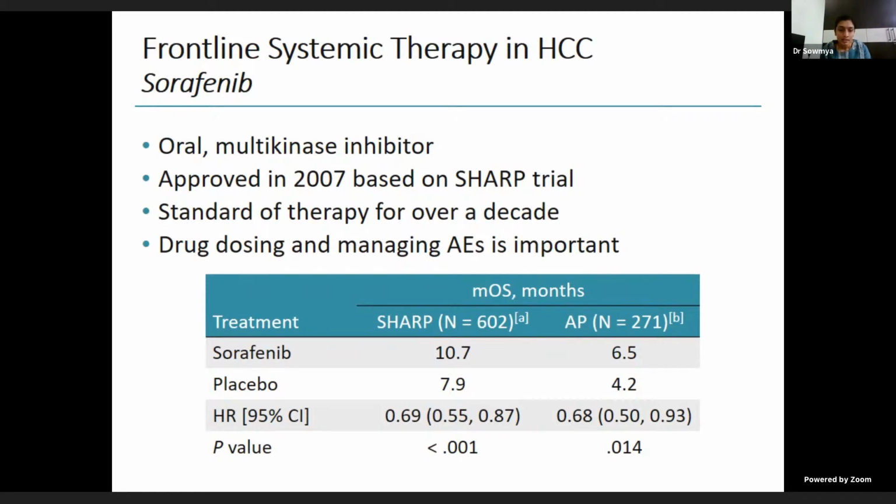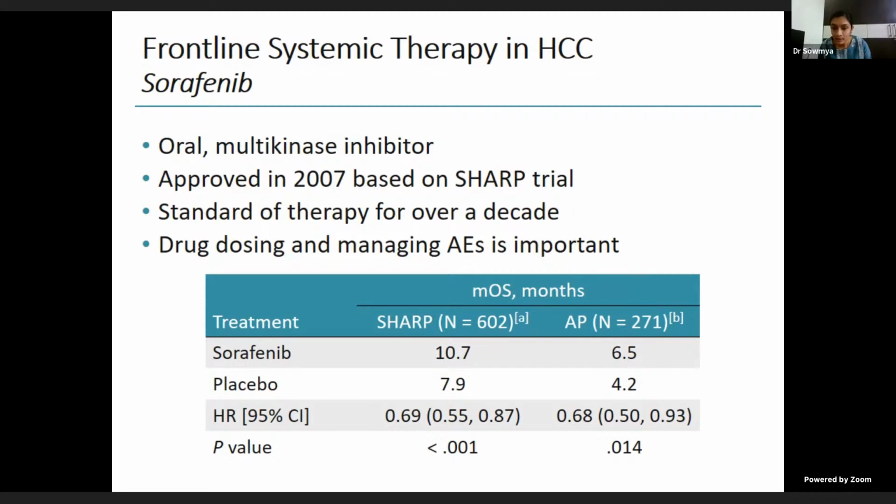Drug dosing and managing the adverse effects play a major role in treating a patient with sorafenib. In this SHARP trial, sorafenib had a median OS of 10.7 months, which was significantly higher compared to placebo. And one another study which I would like to mention here is the Asia Pacific study. The SHARP study mainly included patients from North American and European regions. The Asia Pacific study included patients from the Asia Pacific region.